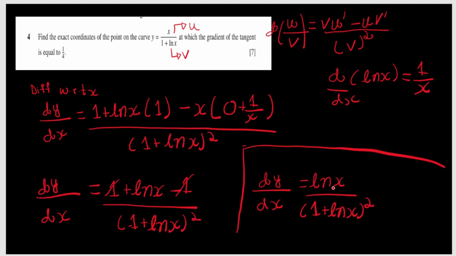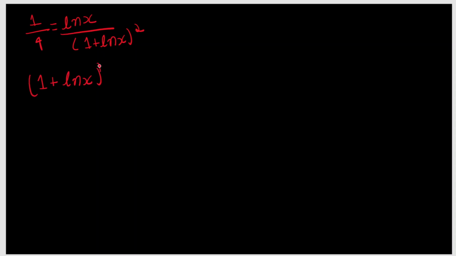In the question it is given that the gradient of the tangent is 1 over 4, and we know that the first differentiation gives us the gradient. So dy over dx is the gradient of the tangent, so we're going to simply replace dy over dx by 1 over 4. So 1 over 4 is equal to ln x over 1 plus ln x square. So simply cross multiply both sides. So 1 plus ln x square is equal to 4 ln x.